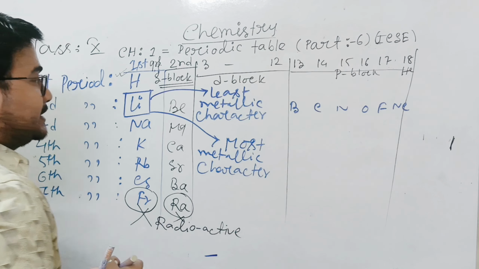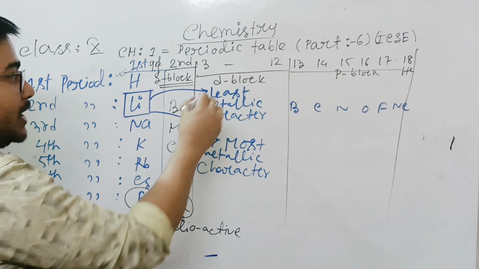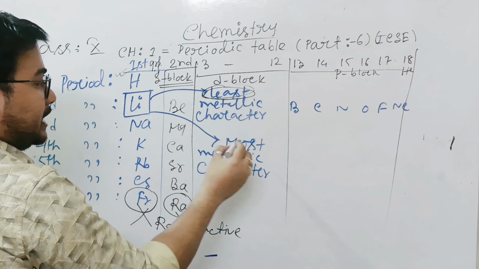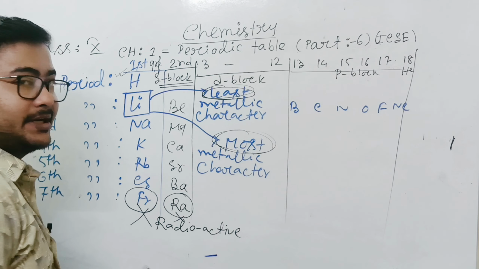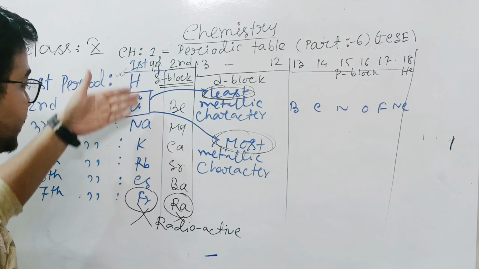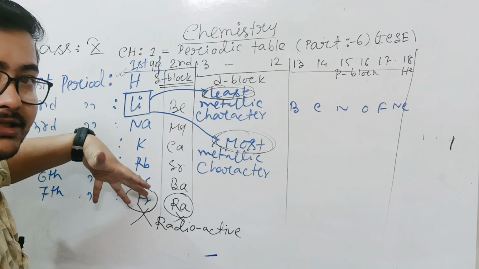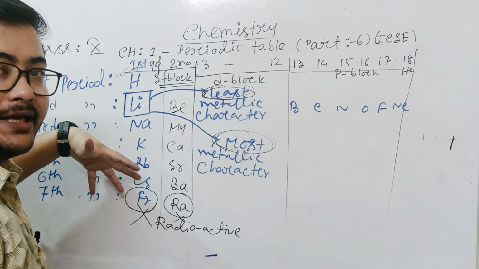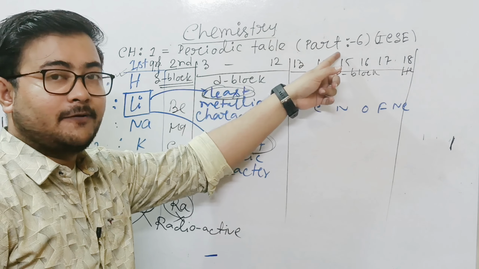Okay, try to understand. Same element, one time least metallic character, another time most metallic character. So this is the concept, you have to understand this. As you move downwards, radius increases. Radius increases means metallic character increases. I discussed in the part 5 video.